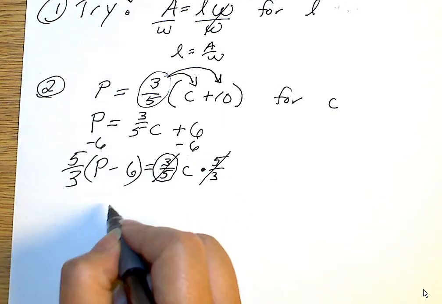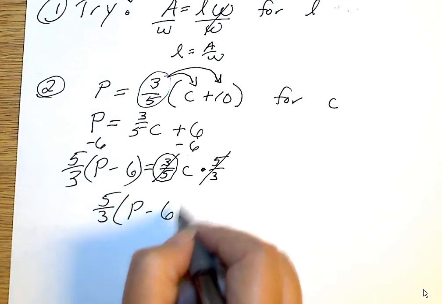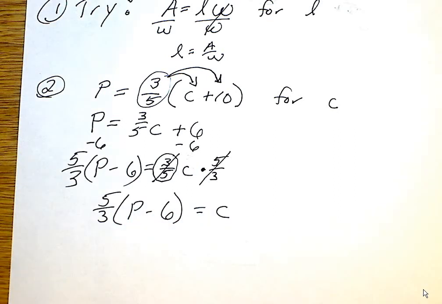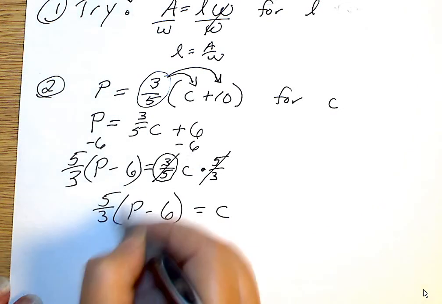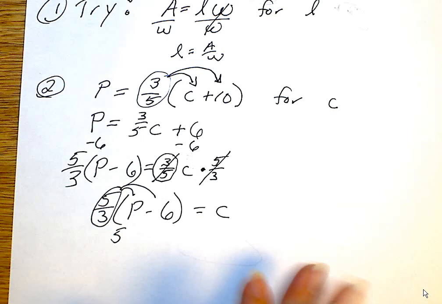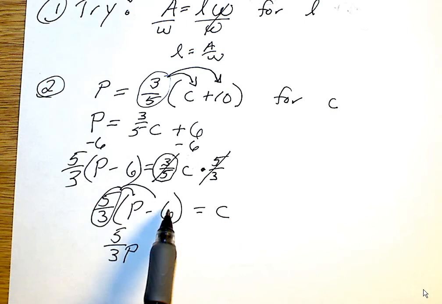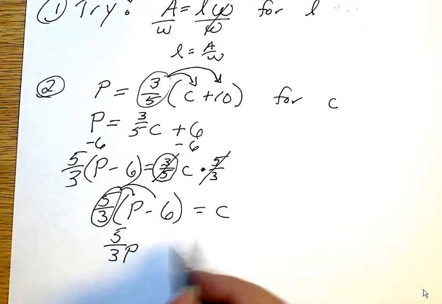Now, we have 5/3 times P minus 6 is equal to C. And then we have just one last step on simplifying. Simplifying, remember, is trying to do everything that you can possibly do. Anybody know what the last step is? Distribute is right. So we're going to distribute this to both of them. So we have here 5/3 P, and then you have here 5 times 6, which gives me 30, divided by 3, which gives me a negative 10.